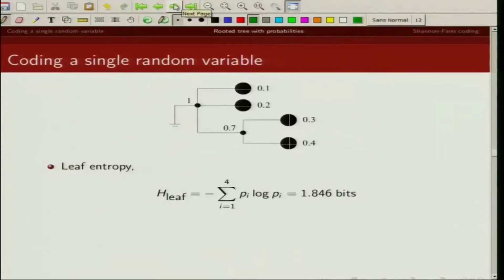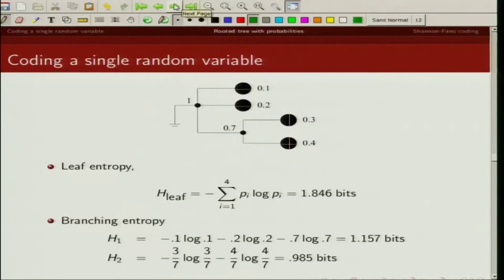So let us take this example. In this case, the leaf probabilities are 0.1, 0.2, 0.3 and 0.4. So the leaf entropy in this case is given by 1.846 bits. Similarly, we can compute the branching entropy.